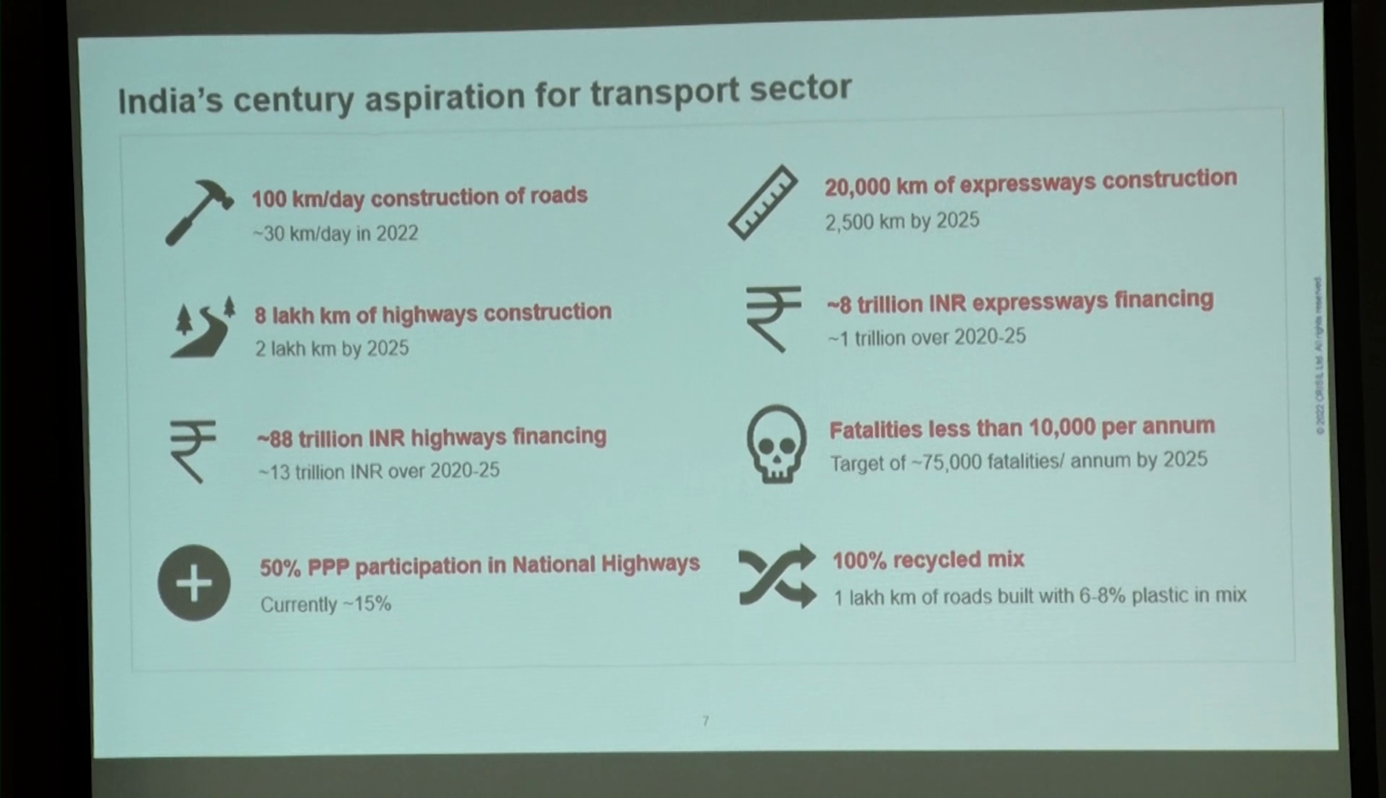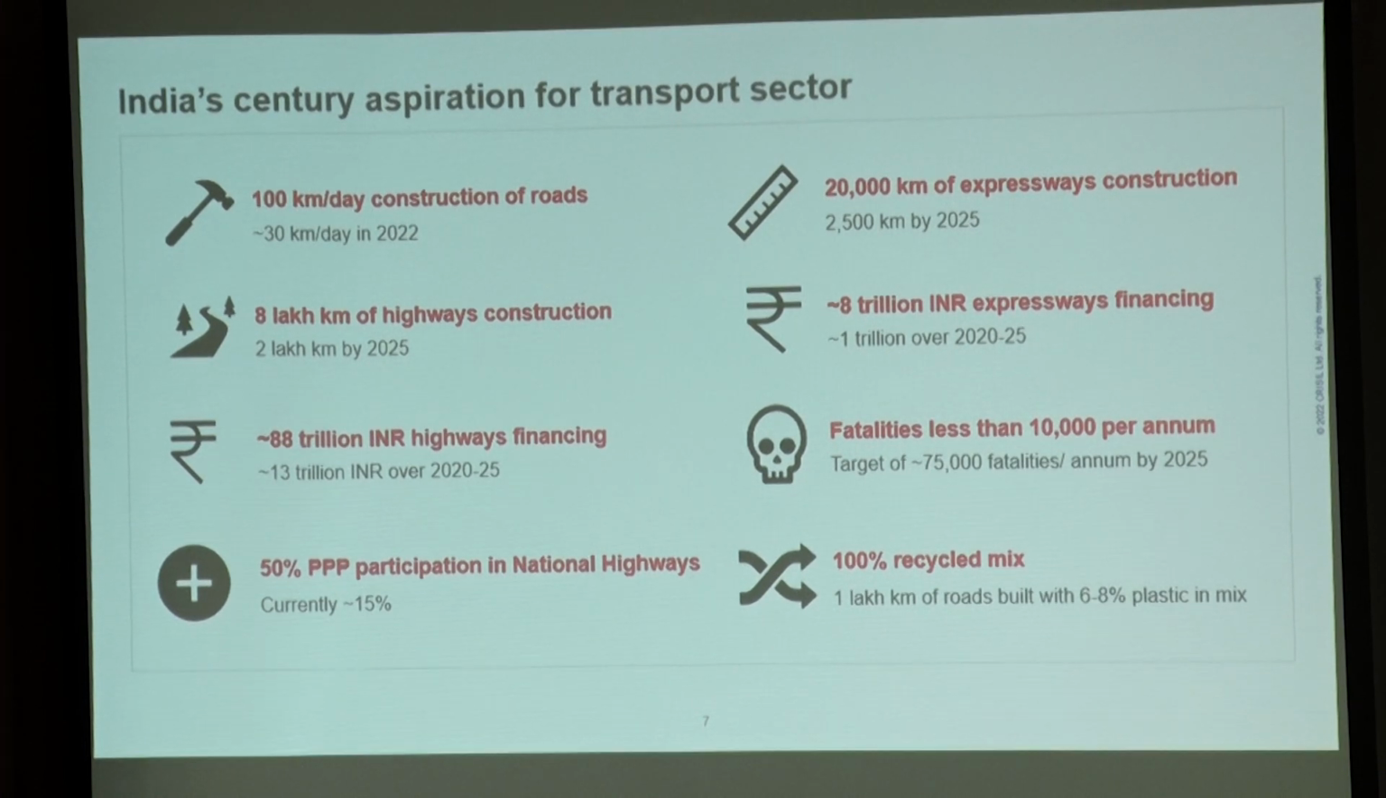Today in 2022, we are at close to 1.4 lakh kilometers of highways. By 2025 this will become 2 lakhs. But by 2040 or 2047, you will have 8 lakh kilometers of highways. This is not the one done by the state or the rural part of it, which is in far higher numbers. I'm not going down each point, but that's the impact which is needed. 88 trillion INR is needed in highway financing.